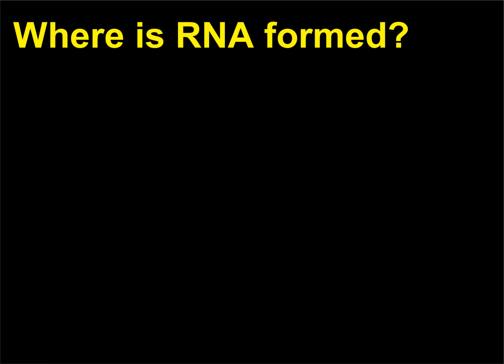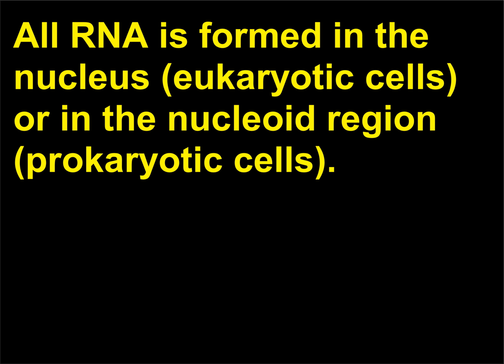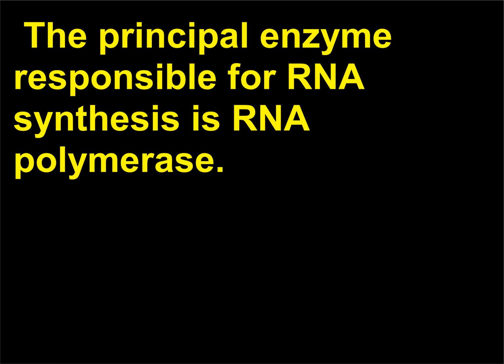Where is RNA formed? All RNA is formed in the nucleus, eukaryotic cells, or in the nucleoid region, prokaryotic cells. The principal enzyme responsible for RNA synthesis is RNA polymerase.